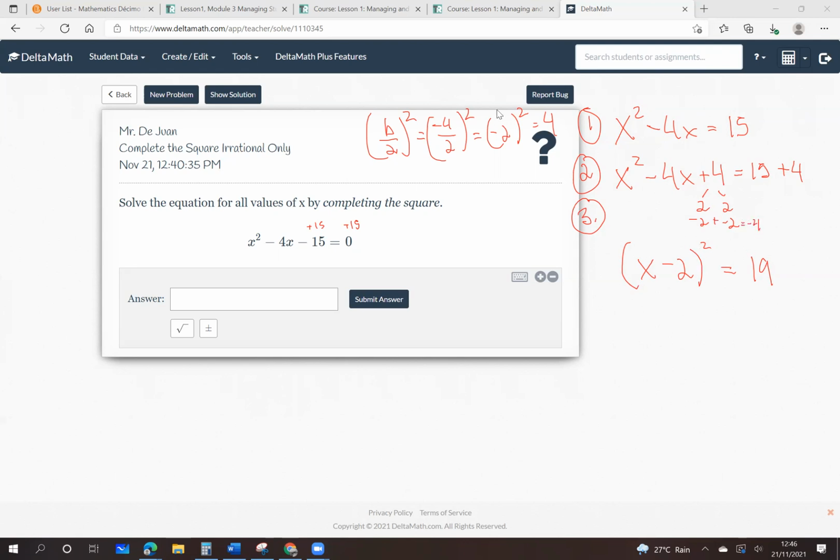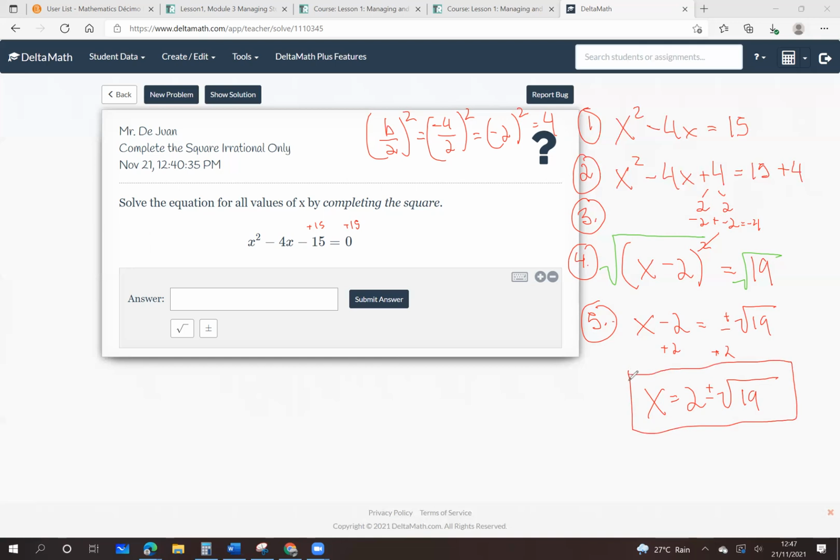Now that we have that, we can take the square root of both sides. This is going to be step 4. When we take the square root, we're saying ciao to the exponent. And now we have, in step 5, x minus 2 equals plus or minus the square root of 19. So balance the equation, and x equals 2 plus or minus the square root of 19, which cannot be simplified. It's a prime number.